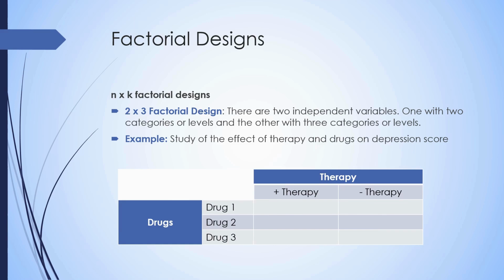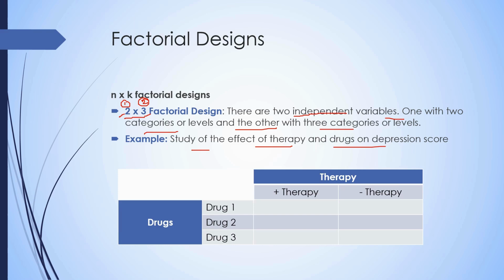Next, we have another example. We have the 2 into 3 factorial design. So now, without me telling, you should know what 2 into 3 means. This means again we have 2 independent variables, and under the first variable we have 2 levels, and under the second variable we have 3 levels. So there are 2 independent variables, one with 2 categories or levels and the other with 3 categories or levels. So let's take the same example to study the effect of therapy and drugs on depression score.